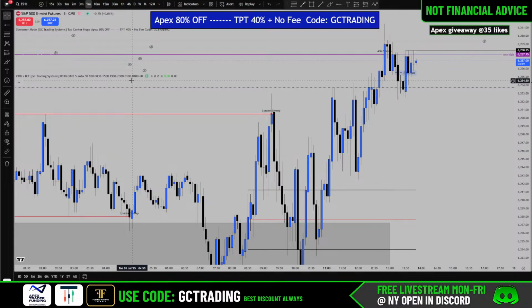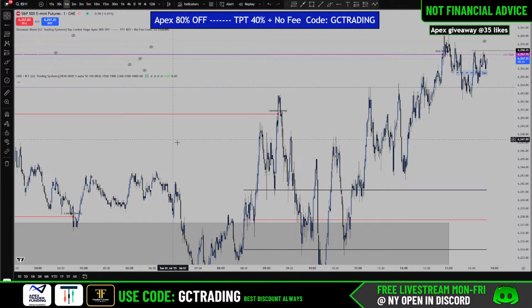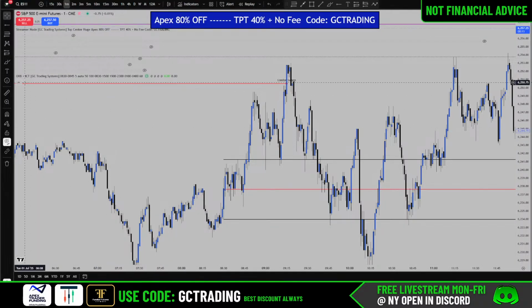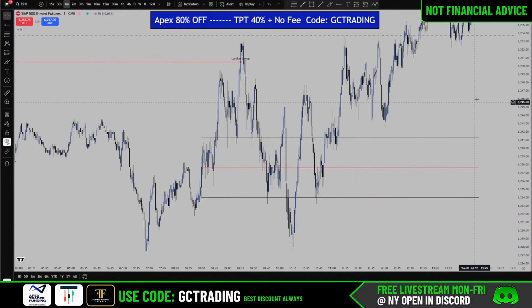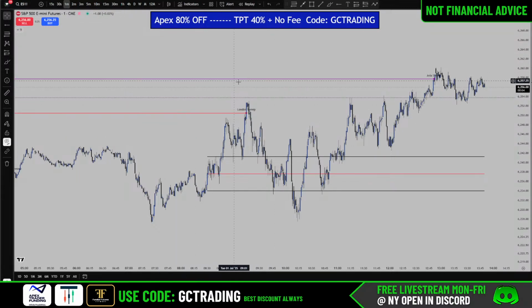But yeah, if you were to just take this one minute inversion, you can see that this is all the indicator right here. Let me take out all my drawings. So there's your opening range, there's your London sweep, and there's your Asia sweep.